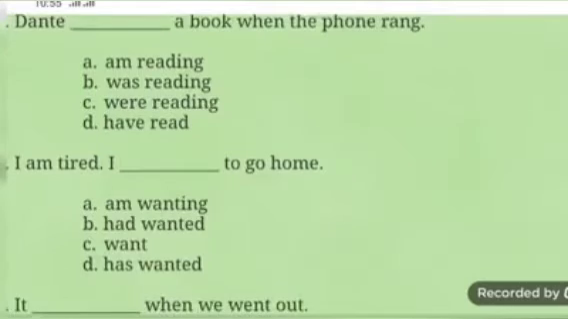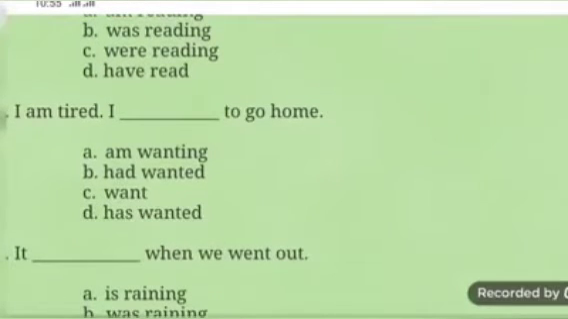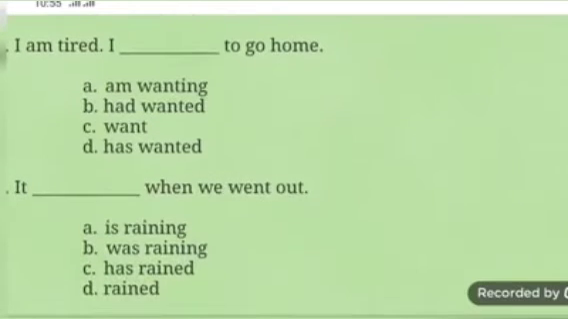Okay, remember that. I am tired. I blank to go home. Okay, so as you can see here, always remember that we don't have ing form for wanting. We don't say I am wanting a phone. We don't have any present participle or ing form for the verb want. It must always take the base form. So you would say I am tired, I want to go home. Okay, so that's letter C.